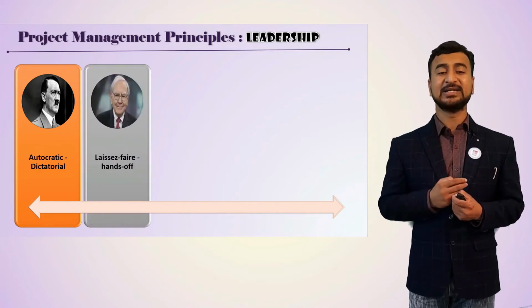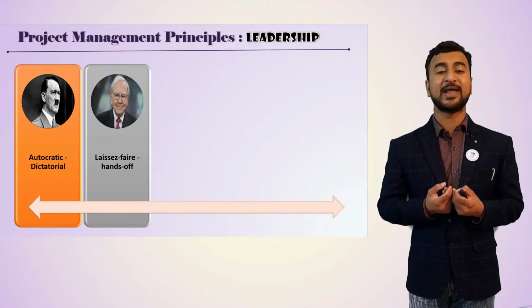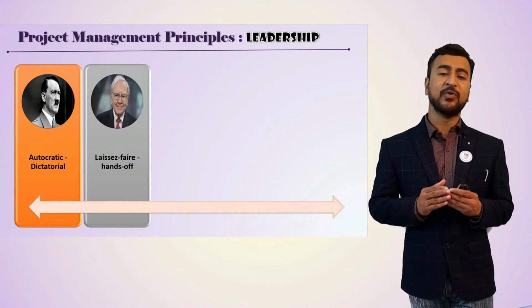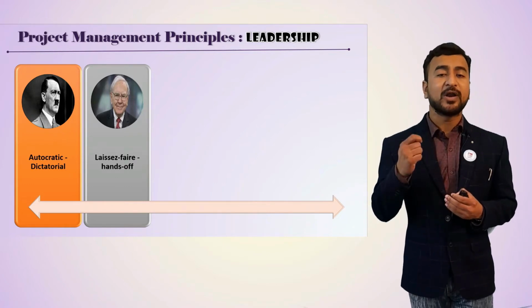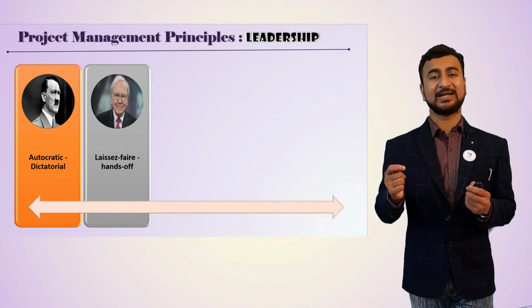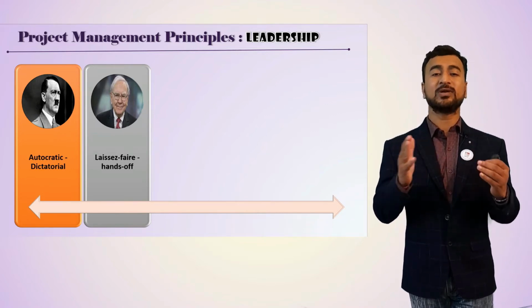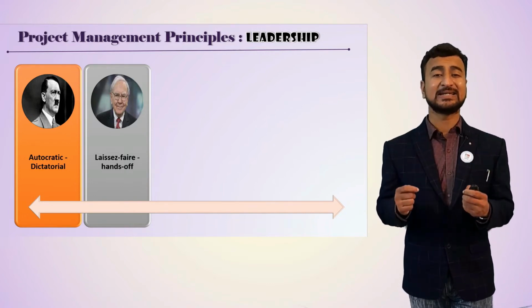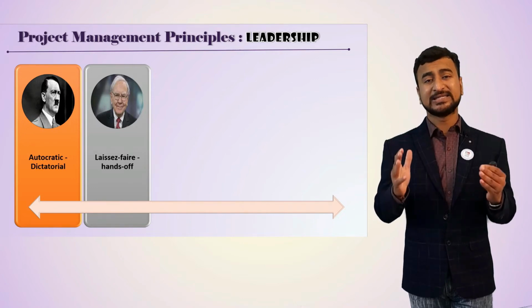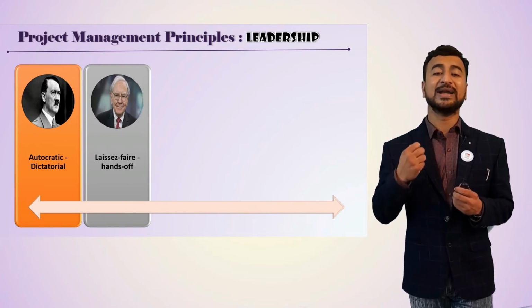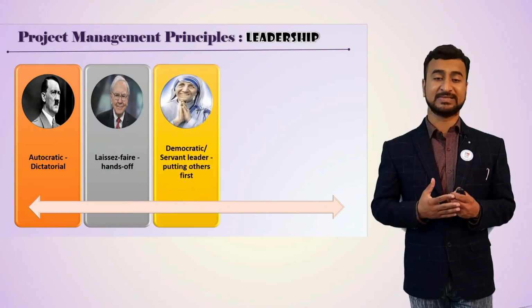The second leadership style is what we call laissez-faire, or hands-off, leadership. A good example would be Warren Buffett, in which every year he assigns the target to his team and doesn't interfere in between. So he delegates the task, and he just reviews after the year. So that is the hands-off, or laissez-faire, leadership style.